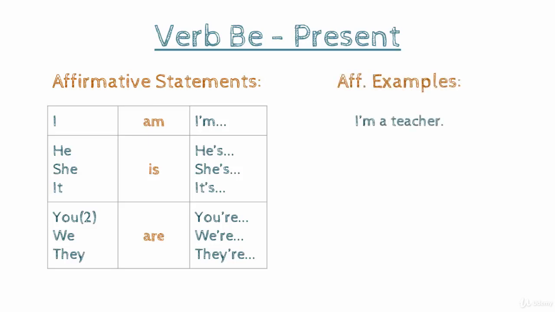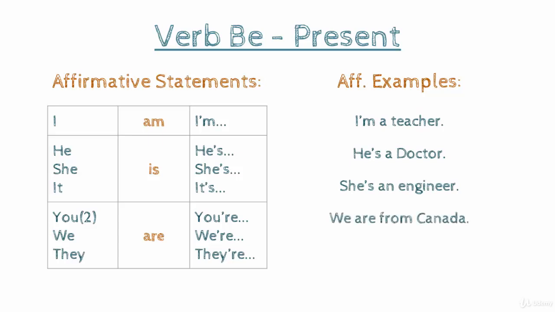Now let's look at some examples with affirmative statements. I'm a teacher. He's a doctor. She's an engineer. We're from Canada. They are from England. Now you can repeat after me.